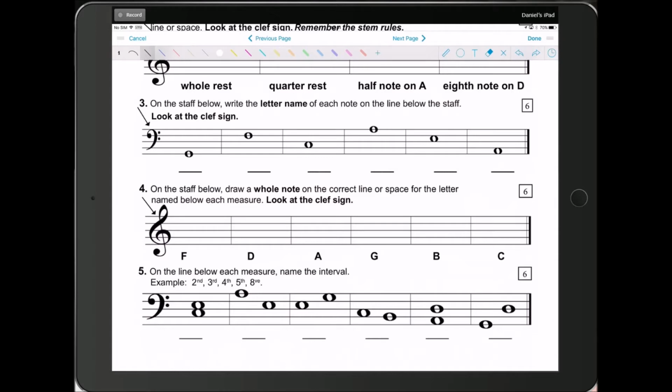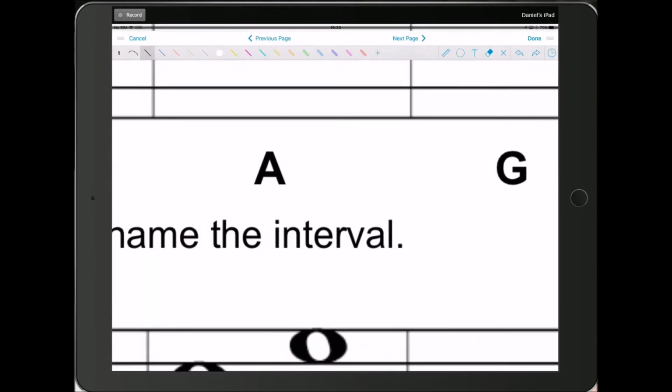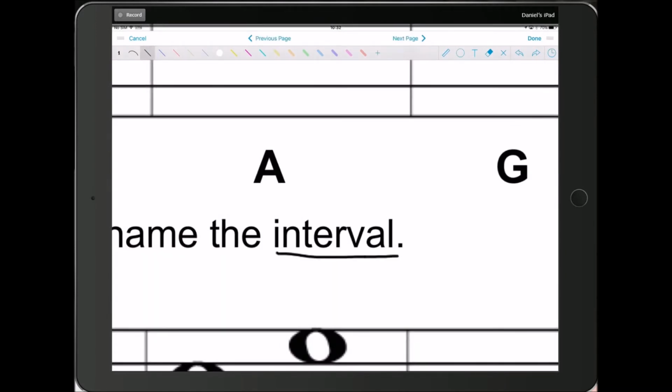In this video, we're going to be going over questions 5 and 6. So let's get started. In question 5, it says, on the line below each measure, name the interval. Example, second, third, fourth, fifth, or octave. Now, before we get into this question, we need to figure out what an interval is. So let us review. An interval is simply this.